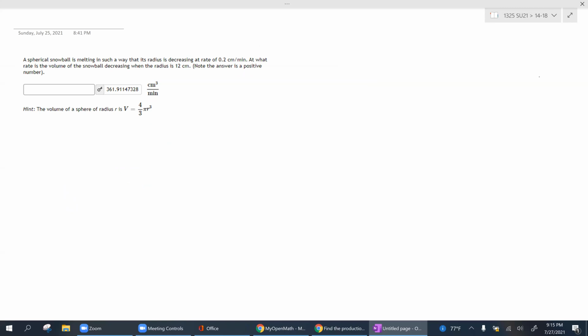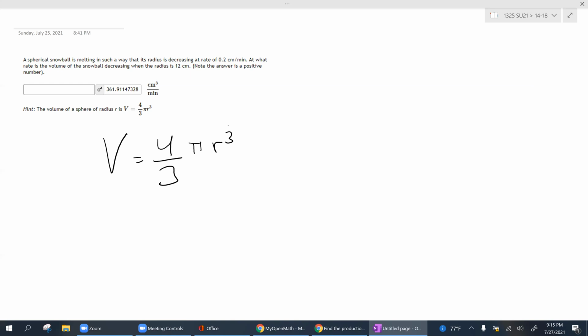So they're already giving you the rate of change of radius, and that's very interesting. I'm going to use that. That is not the radius. That is the rate of change of radius over time. At what rate is the volume of the snowball decreasing? So here they want to know the rate of change for volume. I'm not looking for volume. I'm looking for the rate of change of volume over time. They want me to find that whenever the radius is 12 centimeters. The hint I give is volume is equal to 4/3 pi r cubed.